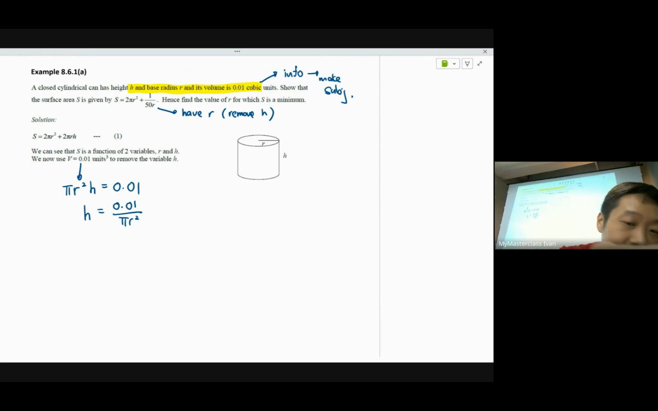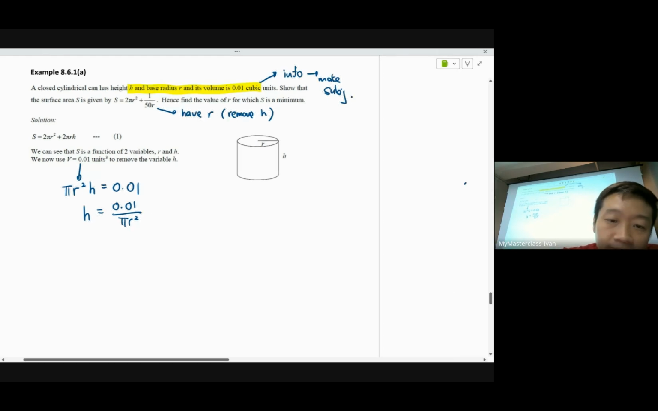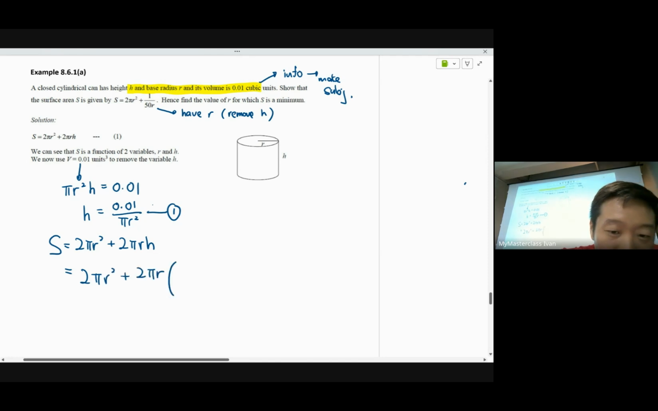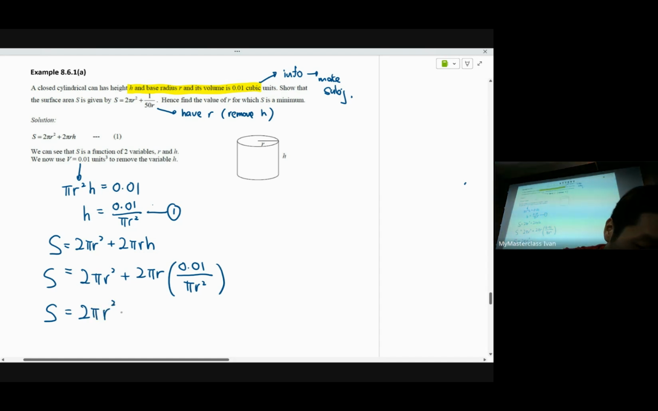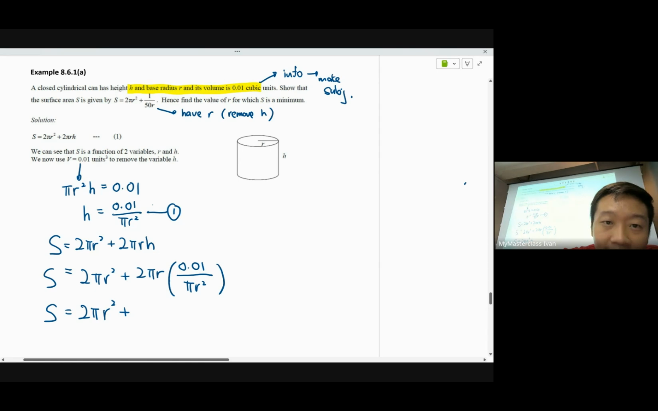Okay? So now I can say that this is equation 1. And S is equals to 2 pi R square plus 2 pi RH. Which is, I want the R. 2 pi R square plus 2 pi R, what is the H? 0.01 over pi R square. So this is the S. 2 pi R square plus, so now 2 times 0.01, what do you get? 1 over 50. It's 0.02, right? 0.02 minus 1 over 50.